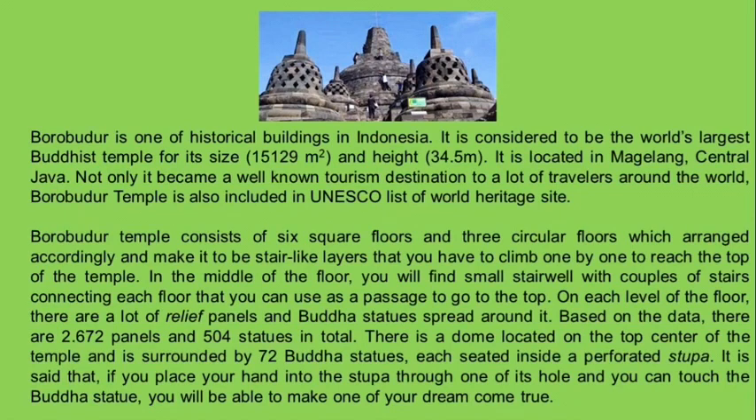On each level on the floor, there are a lot of relief panels and Buddha statues spread around it. Based on the data, there are 2672 panels and 504 statues in total. There is a dome located on the top center of the temple and is surrounded by 72 Buddha statues.